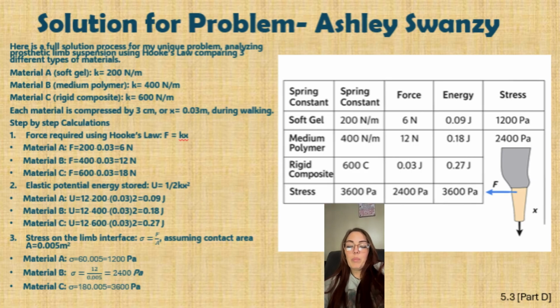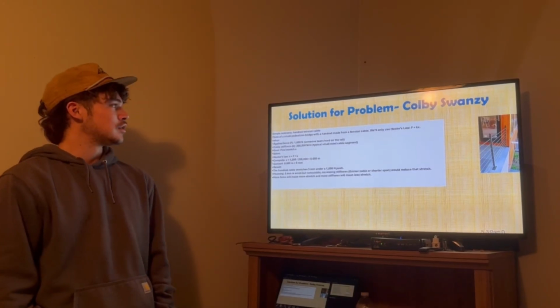Softer materials may be better for comfort, while stiffer ones offer more control and energy return or shock absorption. The ideal choice is going to depend on the user's preference and activity level, their limb sensitivity, and their lifestyle. The solution for the problem.